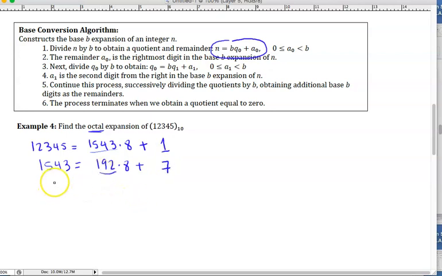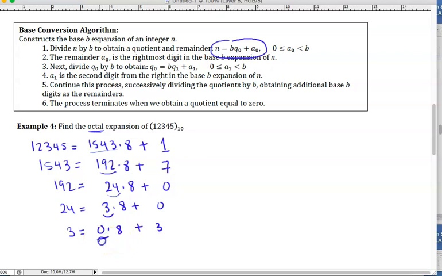I'm going to take this number and divide it by 8. So 192 divided by 8 gives me 24. So this is 24 times 8. It's exact, so I get a remainder of 0. I take 24, and this is 3 times 8 with the remainder of 0. And then I take the 3, and this goes 0 times 8 plus a remainder of 3. So you need to make that into 0. Don't stop before you get that to 0, otherwise you're going to miss a digit.